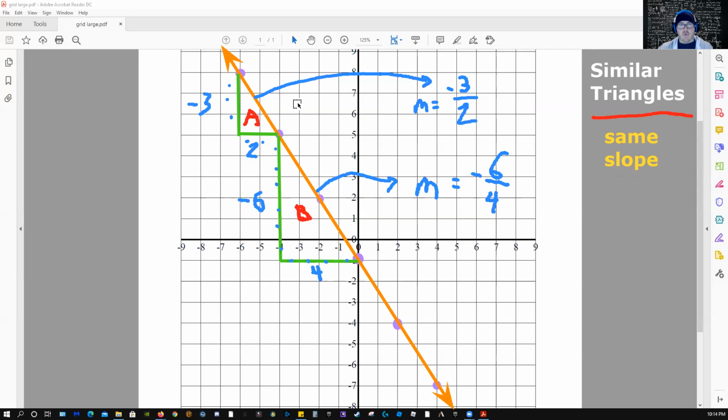And then you can even prove these points that they have. Let's see. This point up here is -6, 8.